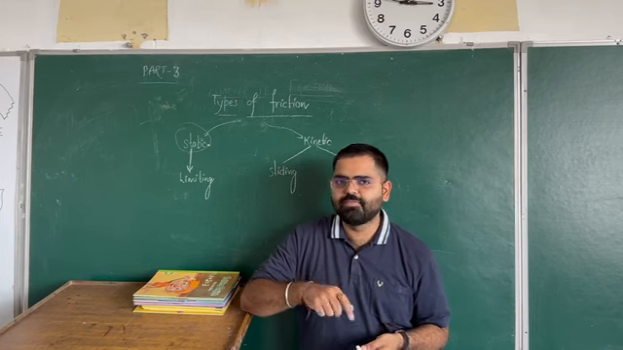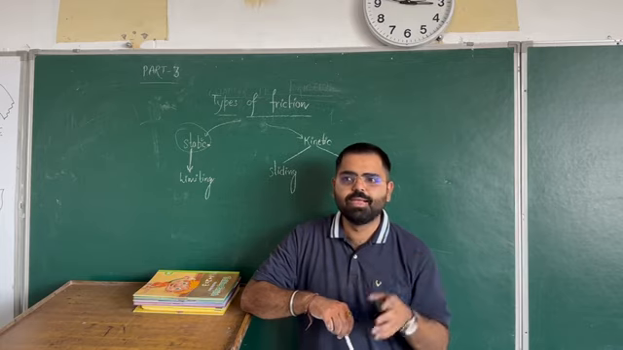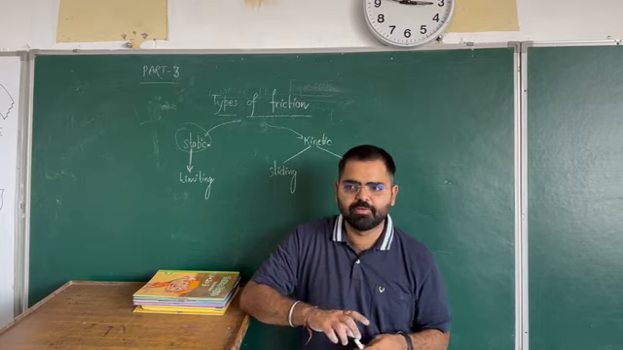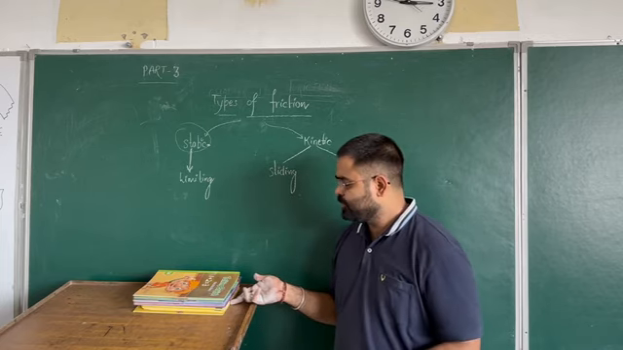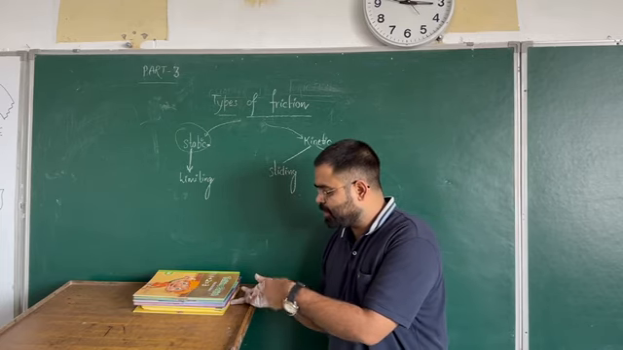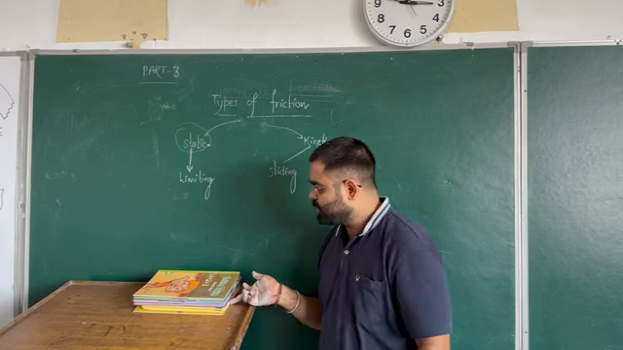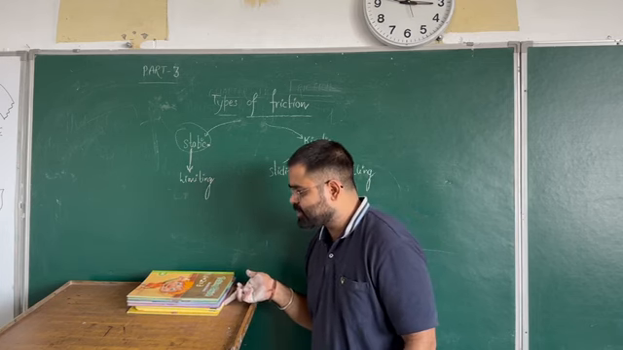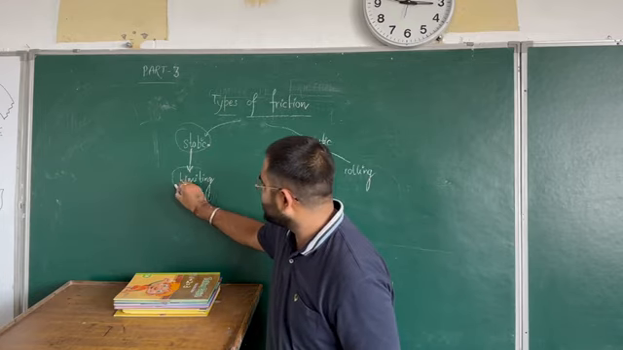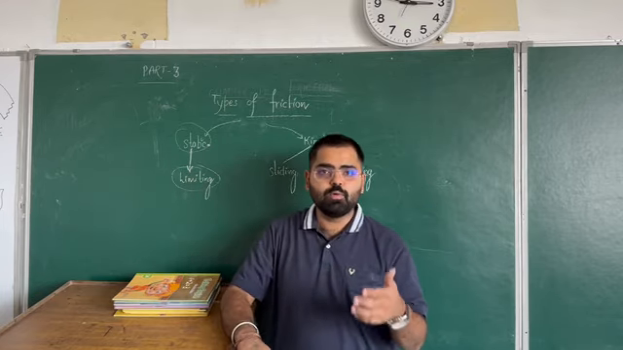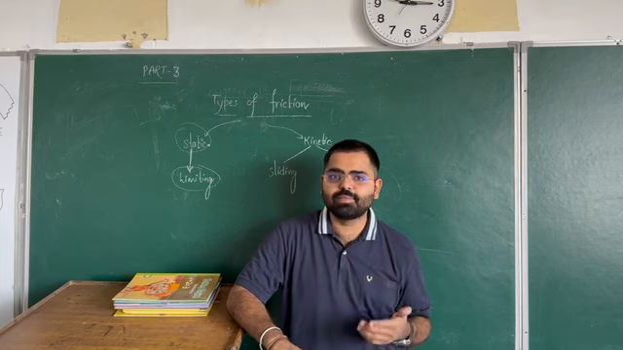Now there is another definition in your book, given as limiting friction. So what do we mean by limiting friction? If you observe, till the time I am applying force, the object is not moving. But the moment I apply more, you will see it start moving. So the maximum value of the static friction is called limiting friction.